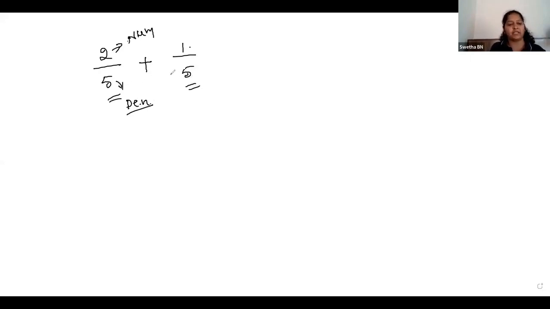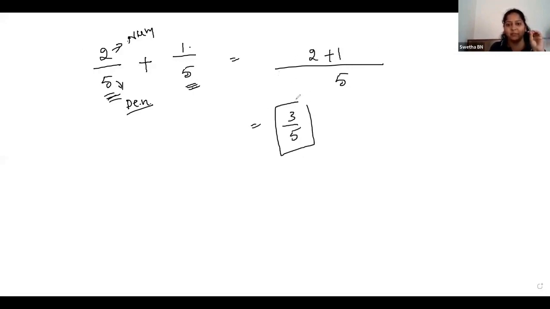We are adding the fractions here. See what the denominators are here. The denominators are the same. So what will I do? I will write 5 in the denominator. Both the denominators are same. When the denominators are same, you can add the numerators directly. That is 2 plus 1 is 3 by 5.